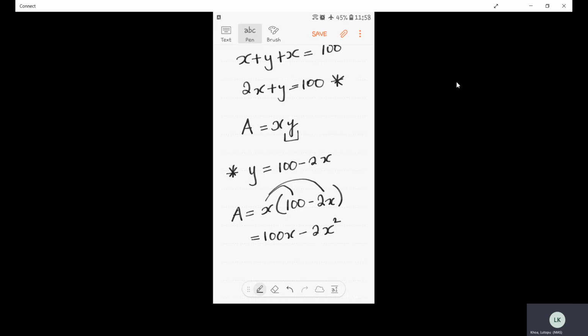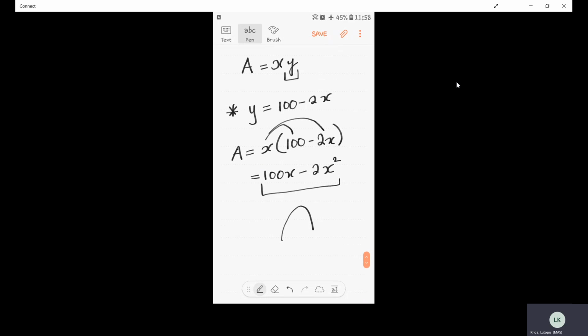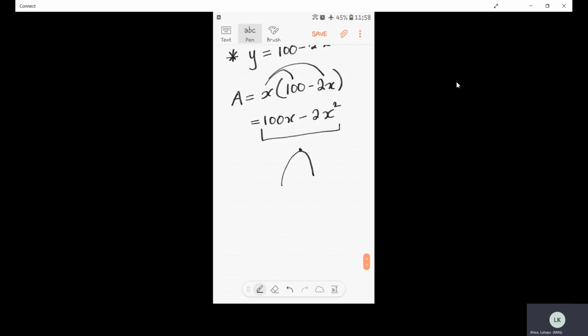All right, so just by looking at this, what you have over here is a parabola. It has a parabola that opens downwards, so already you should know that this will give me a maximum value. So a parabola that opens downwards has a maximum value somewhere there. Okay, so we find the first derivative, we find dA/dx. So dA/dx is equal to 100 minus 4x.